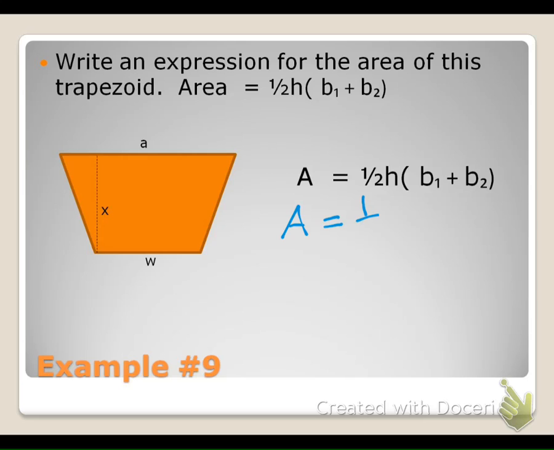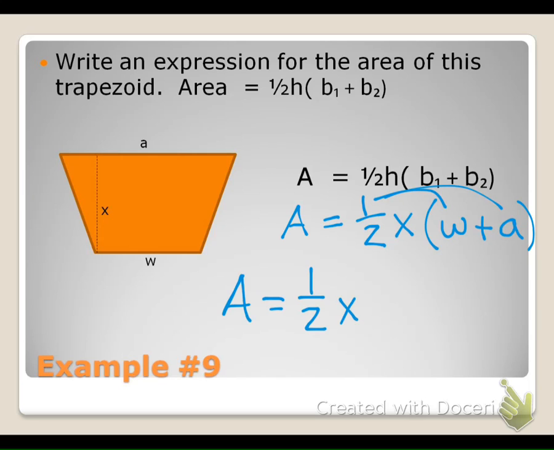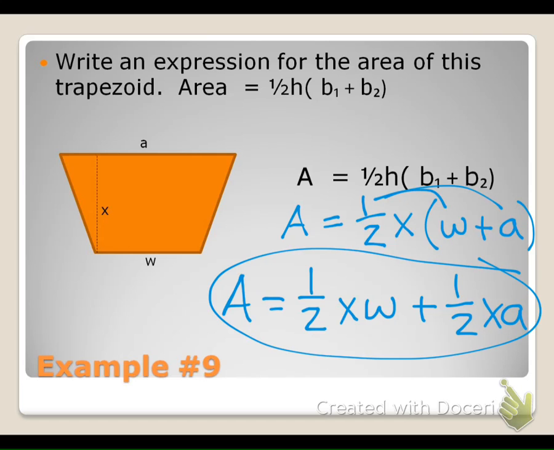What's our height? X. We don't know the height. What's our first base? W. What's our second base? A. If you had the W and the A flip-flopped, would that be okay? Yeah, it doesn't really matter. If you left your answer like that, I would be completely fine. If you want to get rid of those parentheses by distributing, that works too. Both of those answers are acceptable in my eyes. What are your questions on this one?